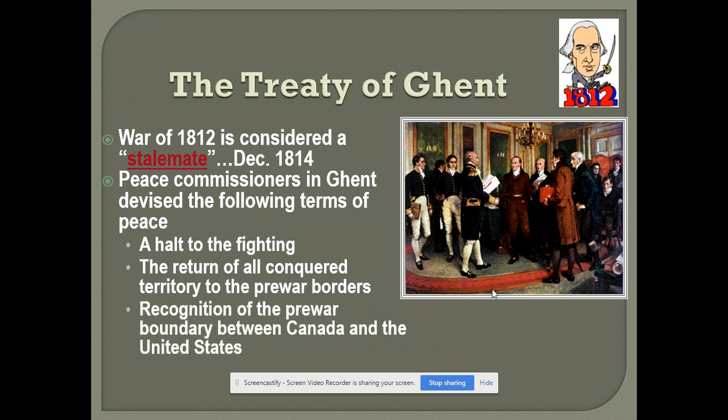Now, for a number of decades, the Great Lakes between the U.S. and Canada is going to be heavily armored. And we have boats patrolling the Great Lakes, British against us, us against the British. And then today, it's the longest undefended border anywhere in the world. We have a great relationship with Canada.